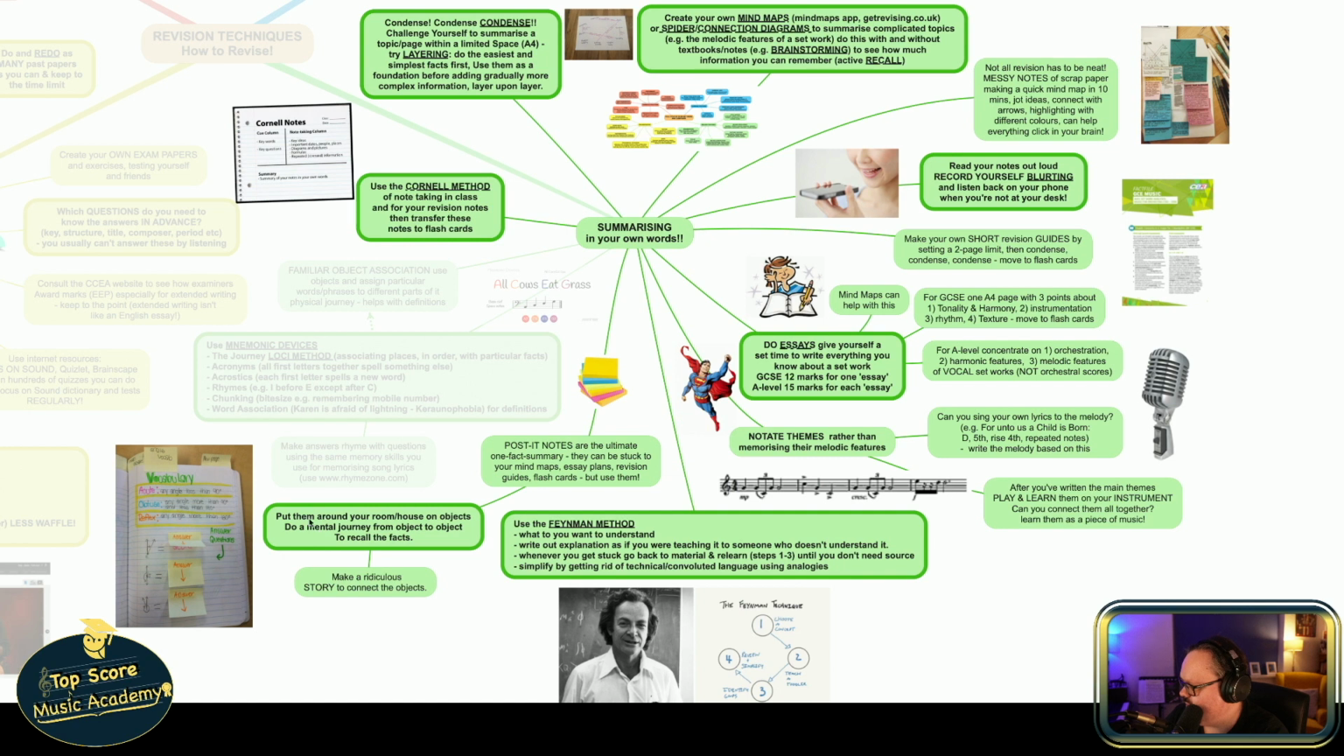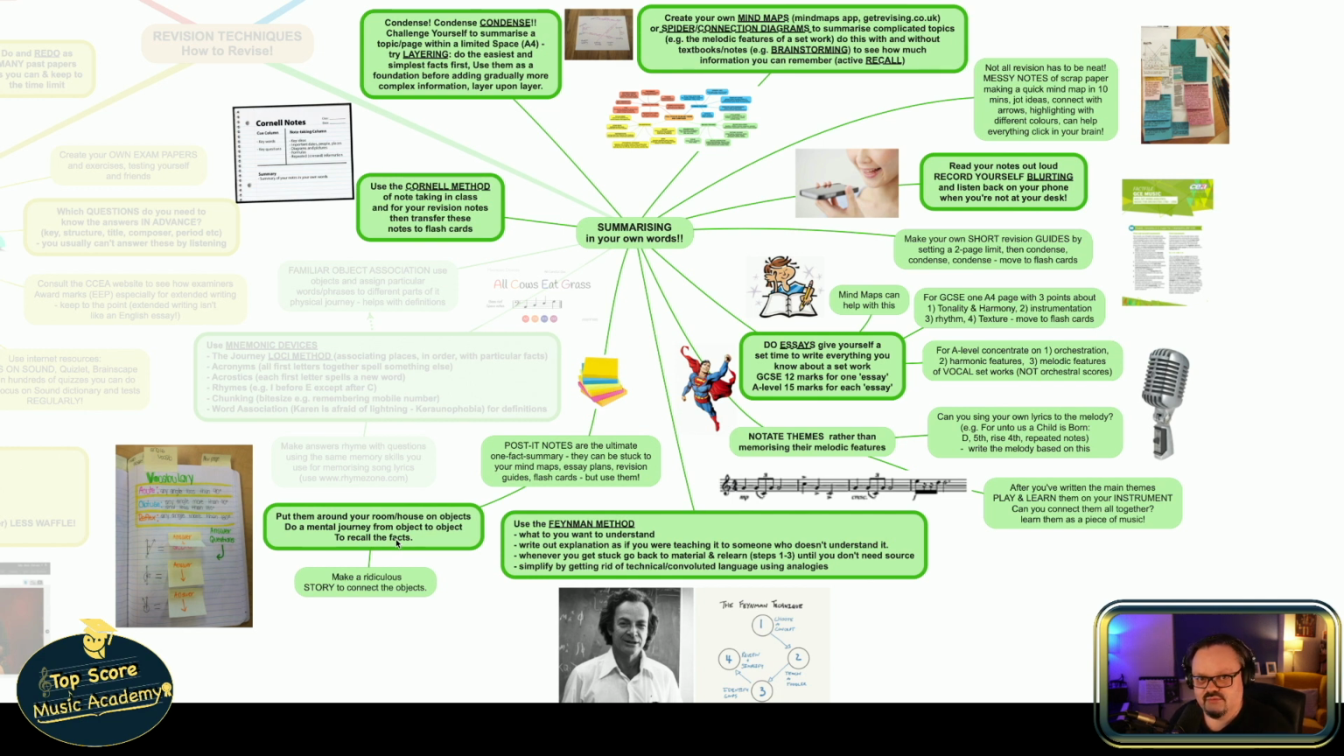Another way of using them, put them around your room or your house on objects and do a mental journey from one object to the next object and try to recall the facts that are on those post-it notes. So again, it's a wee bit like the memory palace or the journey method, where you might take a room in your house.